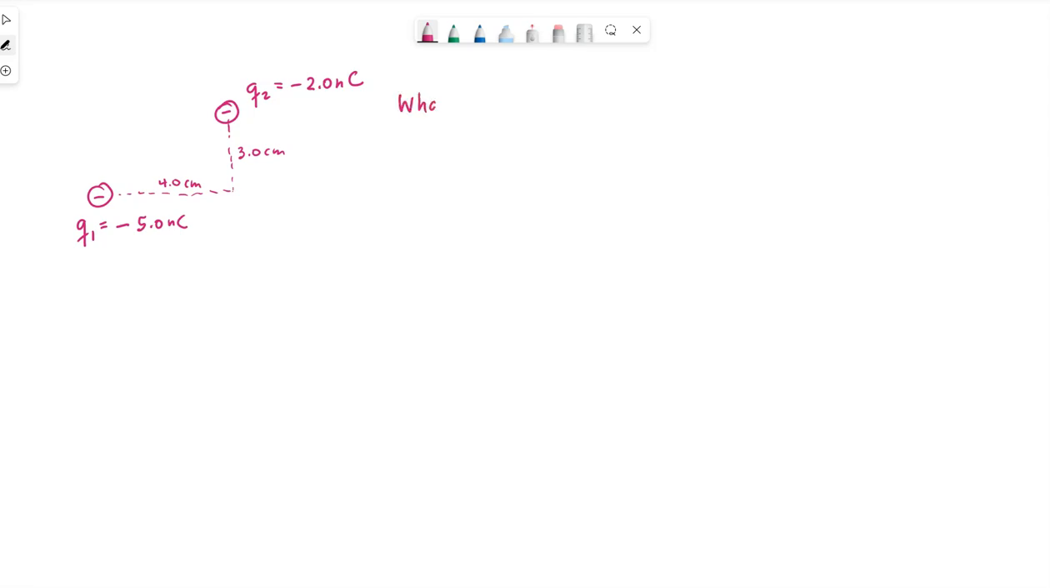What is the force, and electric force specifically, on Q2 in component form? Meaning in terms of x and y components. We'll find the magnitude and direction as well, just to have the practice.